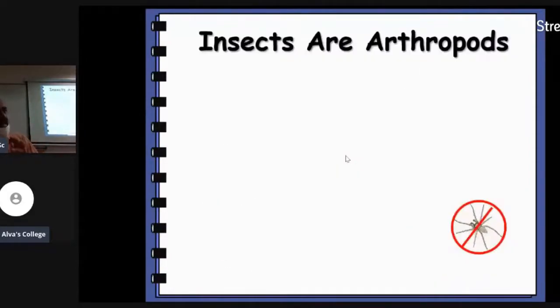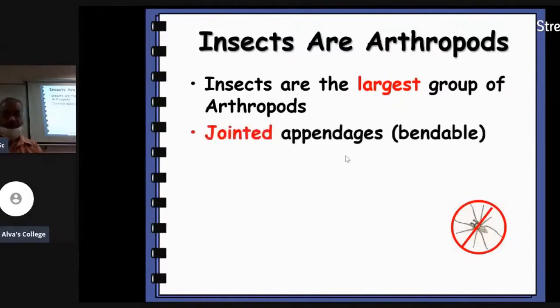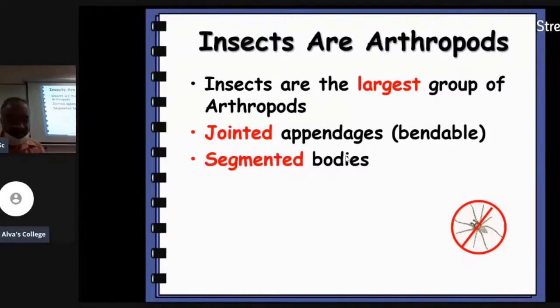Now, all insects are arthropods. What do you mean by arthropods? Arthropods are creatures with jointed appendages. If you see any organ of insects externally, you will see that they consist of numerous small segments. So they have jointed legs, which you can flex or bend, and their bodies are segmented. That means they are divided into several small uniform segments.